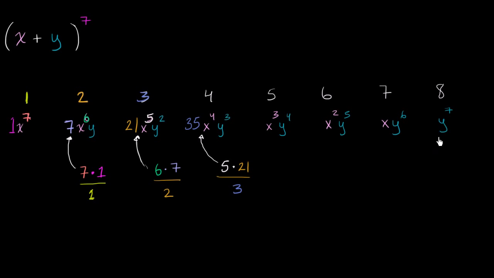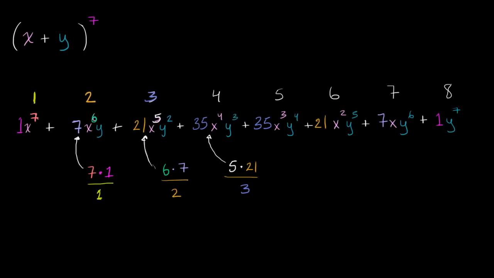And we can keep going, or we can recognize that there's a symmetry here. If this is 1, then the last term is also going to be 1. If the second term is 7, then the second to last term is 7. If the third term is 21, then the third from the last is 21. And then if the fourth term is 35, then the fourth from the last is 35. And just like that, we have figured out the expansion of x plus y to the 7th power. Pretty neat in my mind.